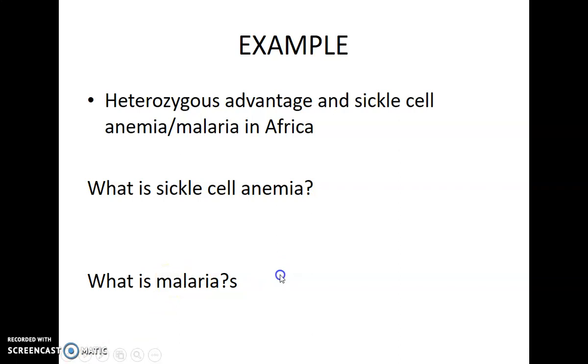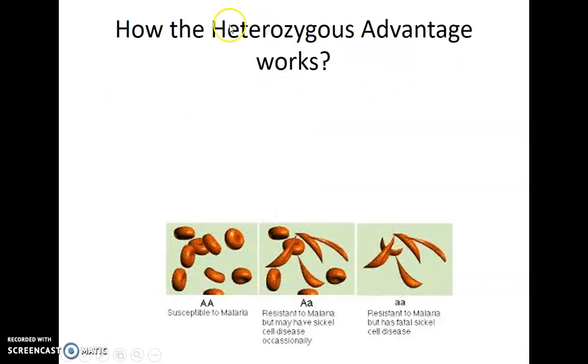Now, here's how the heterozygous advantage works. If you have all regular shaped red blood cells, because you're homozygous dominant, all your red blood cells are normal, and they all can be infected by malaria, or by the parasite that causes malaria.